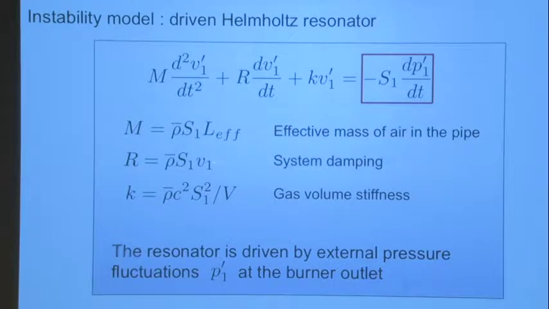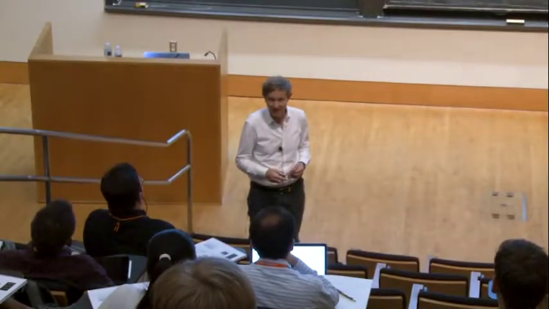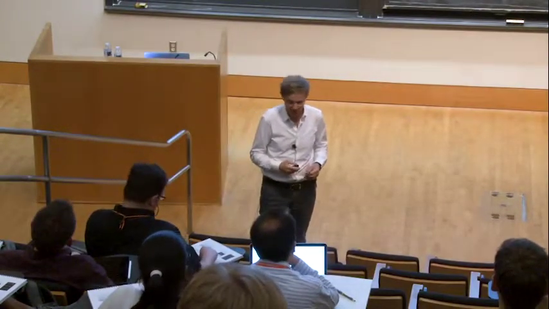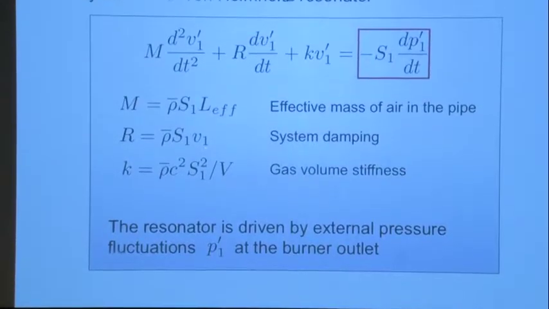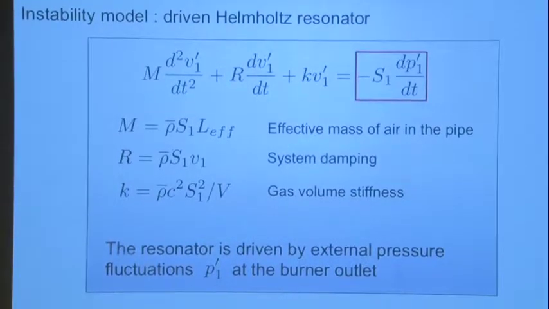The damping corresponds to the mass flow rate through the resonator. So the flow rate through the resonator will act as a damper, will damp things. So this is the system damping. The stiffness, which is here, is due to the elasticity of the gases in the volume.